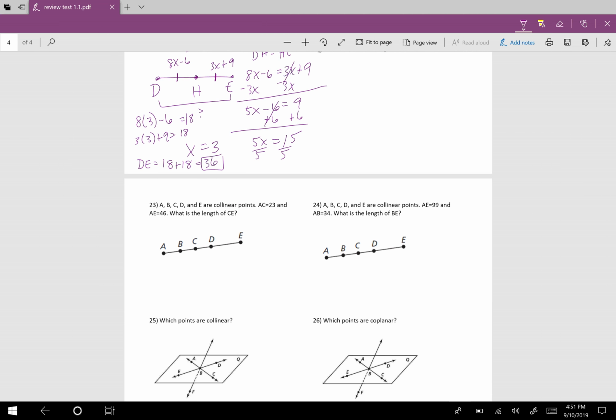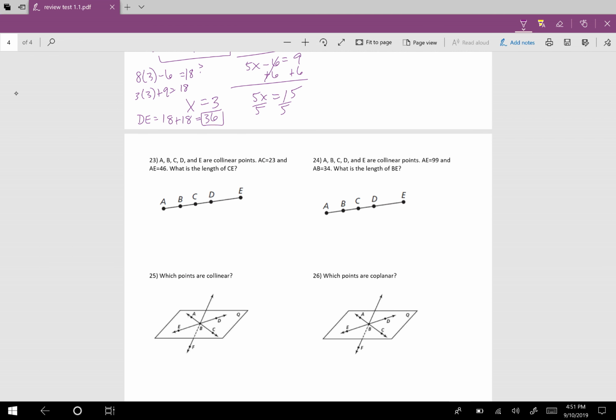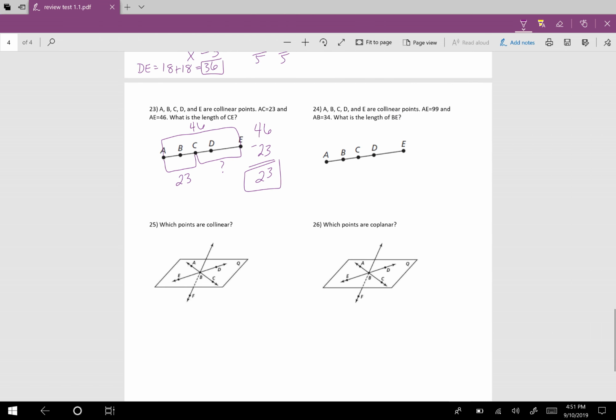All right, 23. Almost done, guys. So for this one, it says A, B, C, D, and E are collinear. So they're on this line together. And it says AC is 23. So just go from A to C, that's 23. And then they say A to E is 46. And they want to know the length of C to E. Okay, guys, all you got to do is take 46, because that's the whole line, and take away 23, because that's what we know. So just do 46 minus 23, which is 23. So CE is 23.